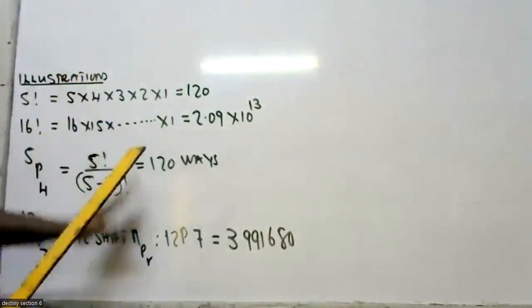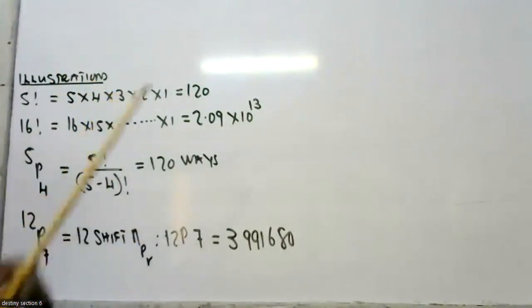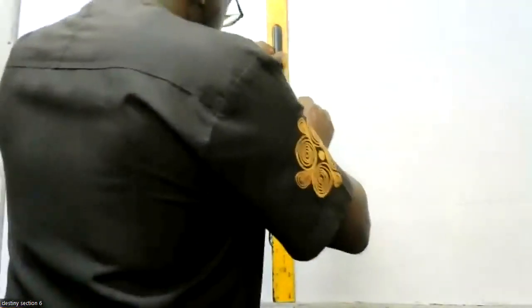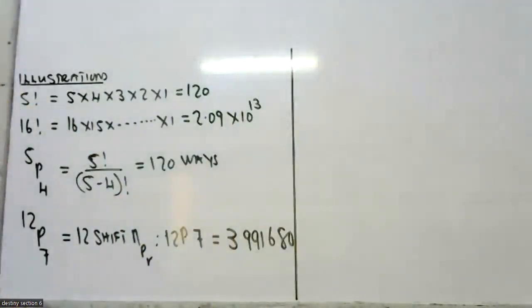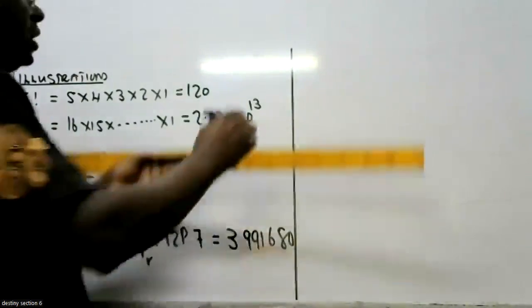As I've said, I don't want to go the manual way. You already have the calculator. Remember, the purpose of a machine is to make what? Easy. Good. So let's now look at combinations.